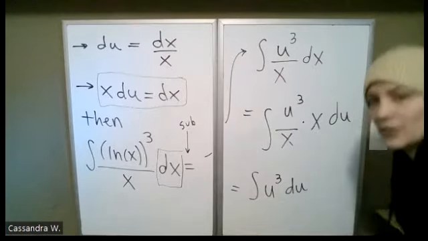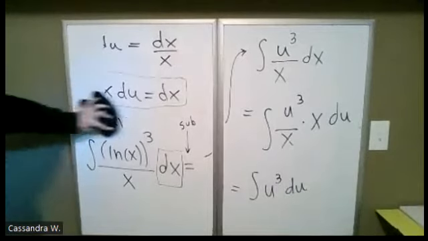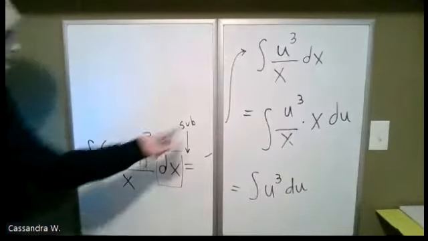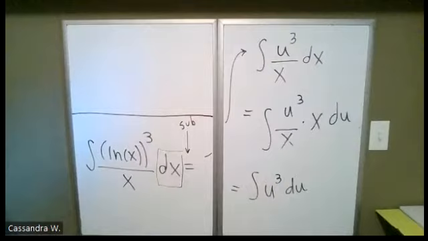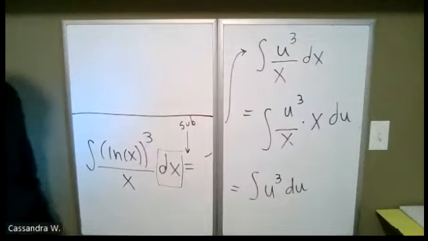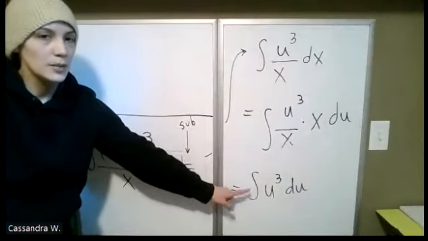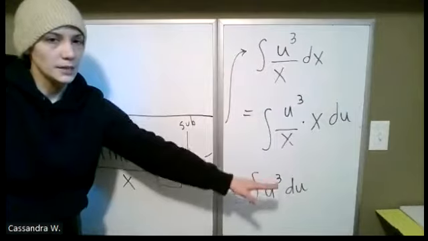Can you see this? No, I don't think so. Okay, so. Gone through, and the integral of u cubed will be u to the 4th over 4 plus c.